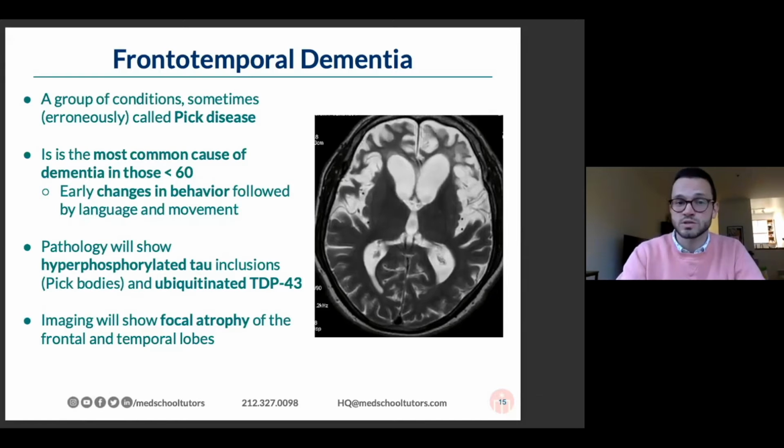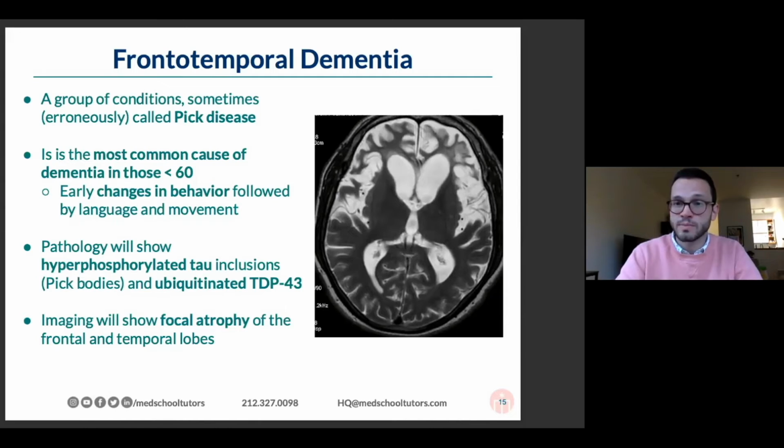So it's the most common cause of dementia in those younger than 60. So it's the most common young, and that's the age range that you should think about it, right? So I would think about it in 50, 60-year-olds. Earlier, I mentioned that dementia is not always memory, right? So these are changes in behavior, sometimes language, sometimes movement. Very often it can just be behavior. These people can perform perfectly on memory testing.